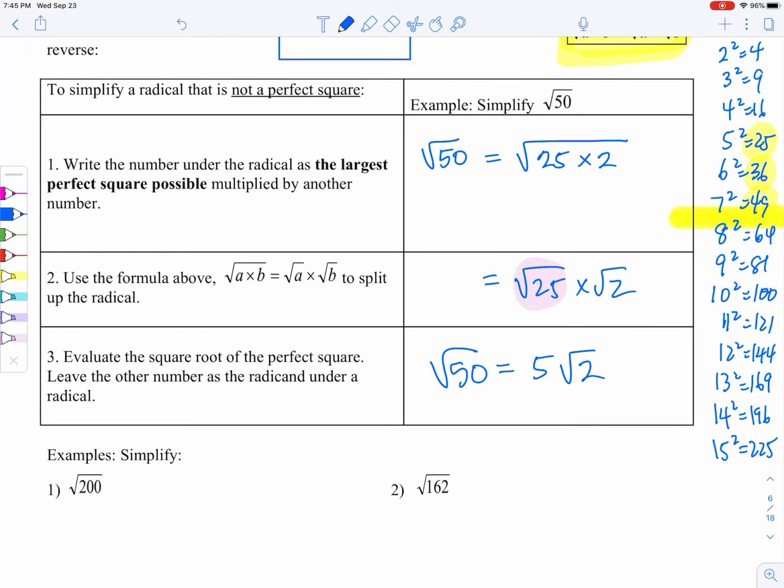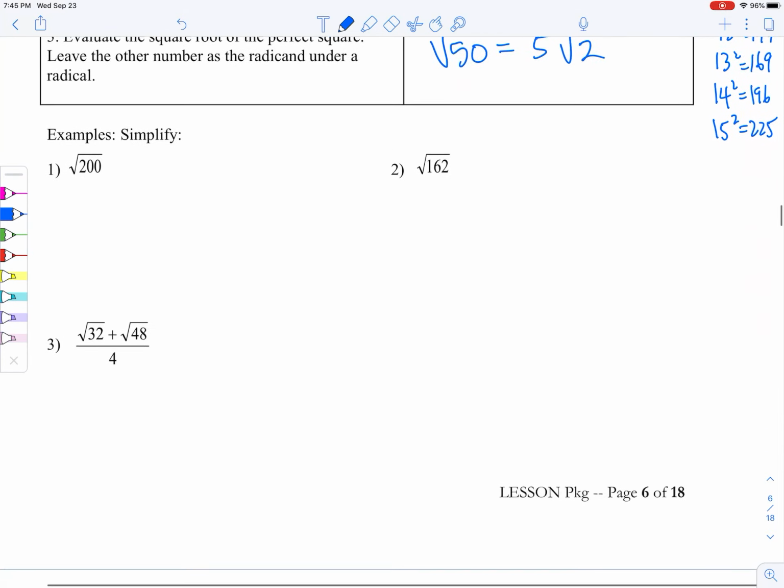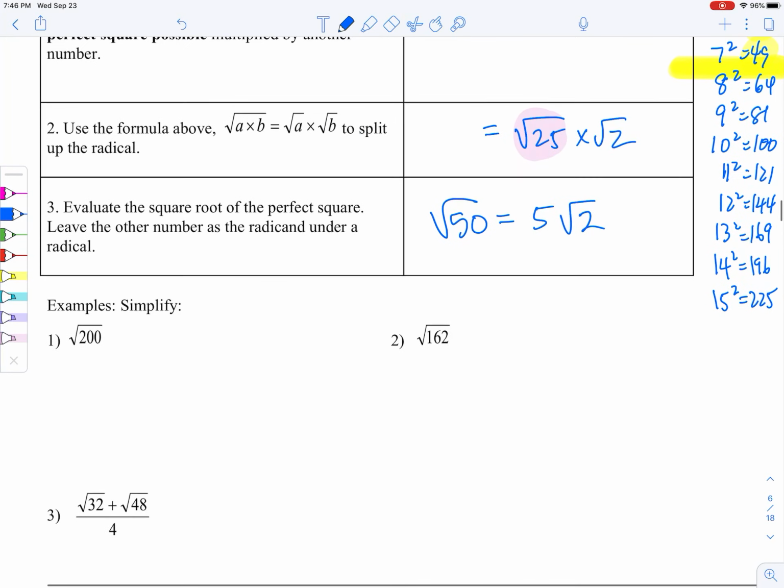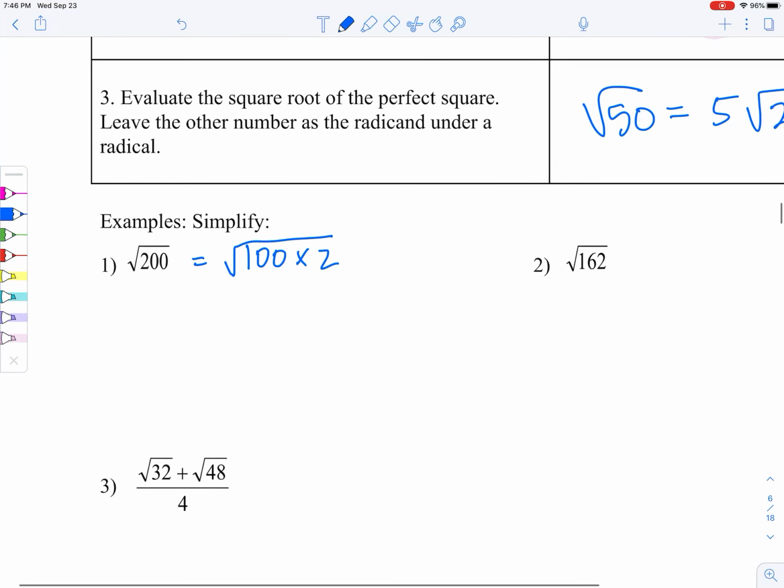So if we were to simplify root 200, I'm going to look for the perfect square that divides into 200, and hopefully you'll see that that's 100. So I could write it as 100 times 2. And then I'll take the step of writing it as root 100 times root 2. Remember, squish together means multiply. Then I'll square root 100 and get 10, and I'll leave the 2 behind.